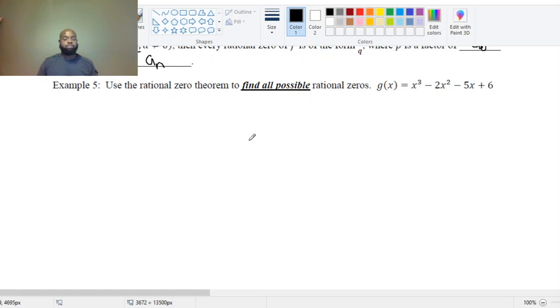Let's look at an example. It says use the rational zero theorem to find all possible rational zeros. So we're not finding the zeros, we're finding the possible ones. Notice the key words here, all possible. We're not going to go through the whole process of finding all of them. We're going to find the possible zeros.